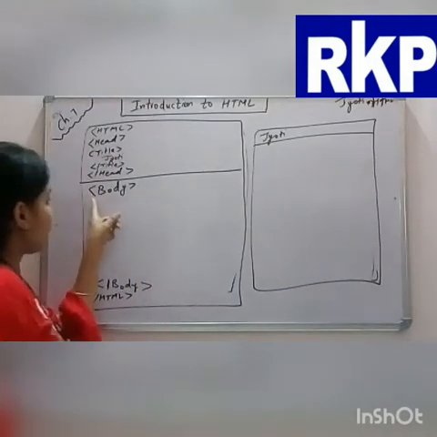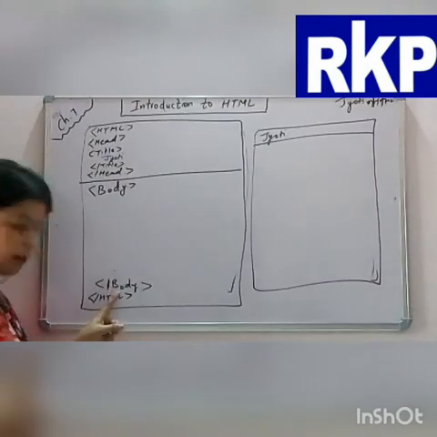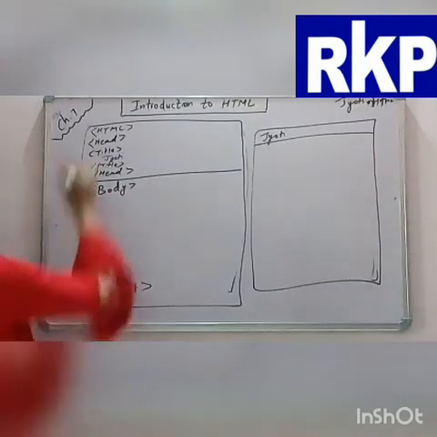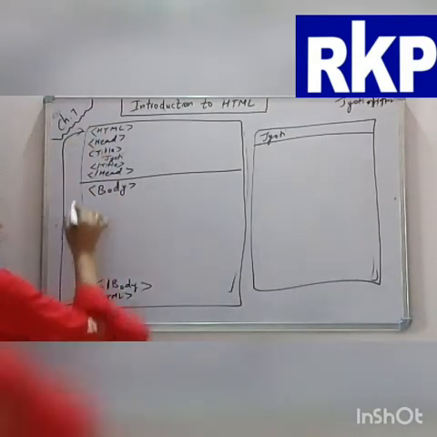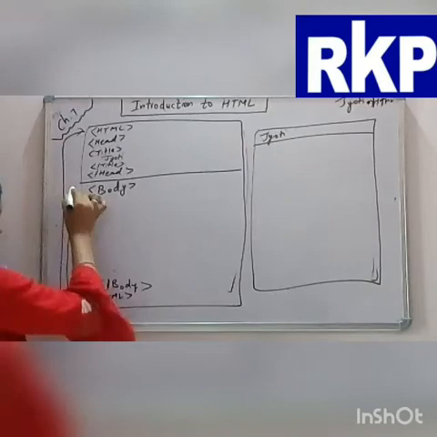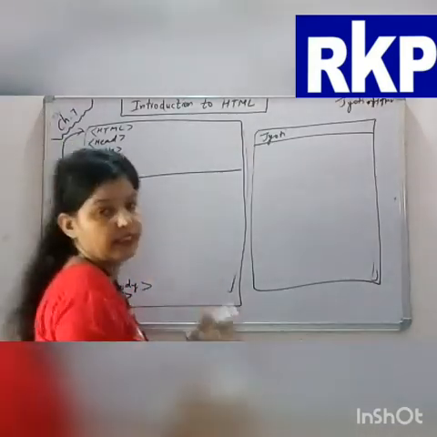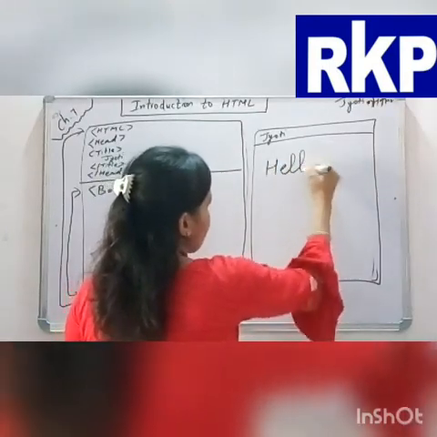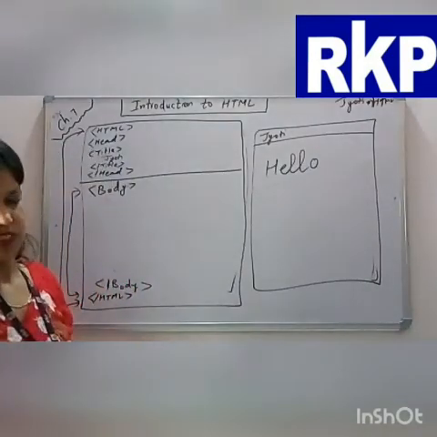What is body tag? Angular brackets open, body, and then close the body tag, but before the HTML, because HTML is the root tag. It is the root tag. Now body open and body close. Now inside the body, I want to write hello. On my page I want to write hello, simple text.